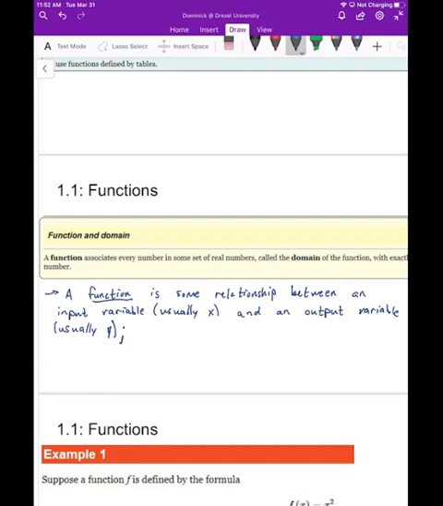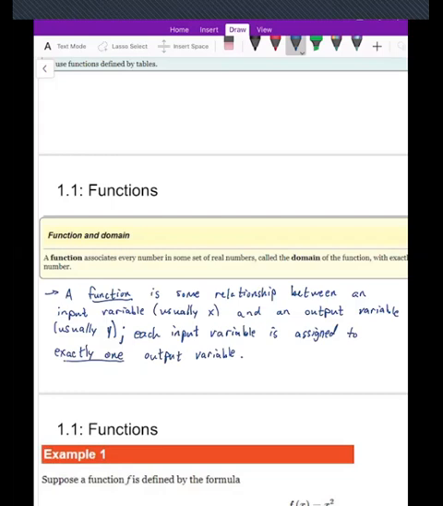Now that's not to say, so let's just make a note of that. Each input variable is assigned to exactly one output number or output variable. And the idea here is that you can't have an input variable go to more than one output variable, right? So for example, you can't plug in an x value of 1 and it spits out two output variables of 2 and 3 or something like that. So that would be a case where you don't have a function.